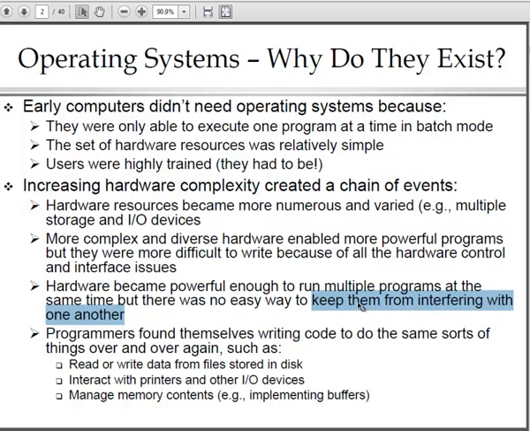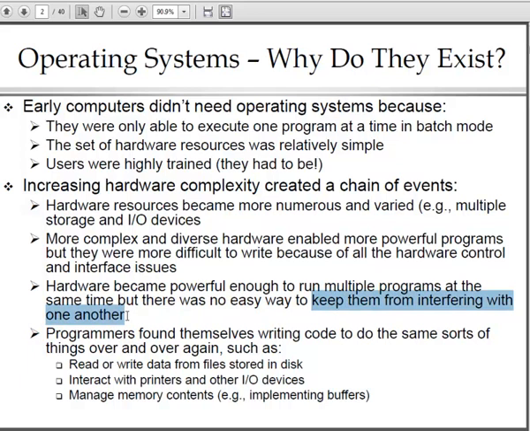These sorts of algorithms and techniques used to exclusively allocate resources in a way that programs don't interfere with one another are fairly complicated. And if you try to put them in the application programs themselves, which early programmers did, now you wind up not only with a bunch of instructions in there that deal with hardware control and interface issues, but now you've also got them dealing with algorithms by which we avoid interfering with one another.